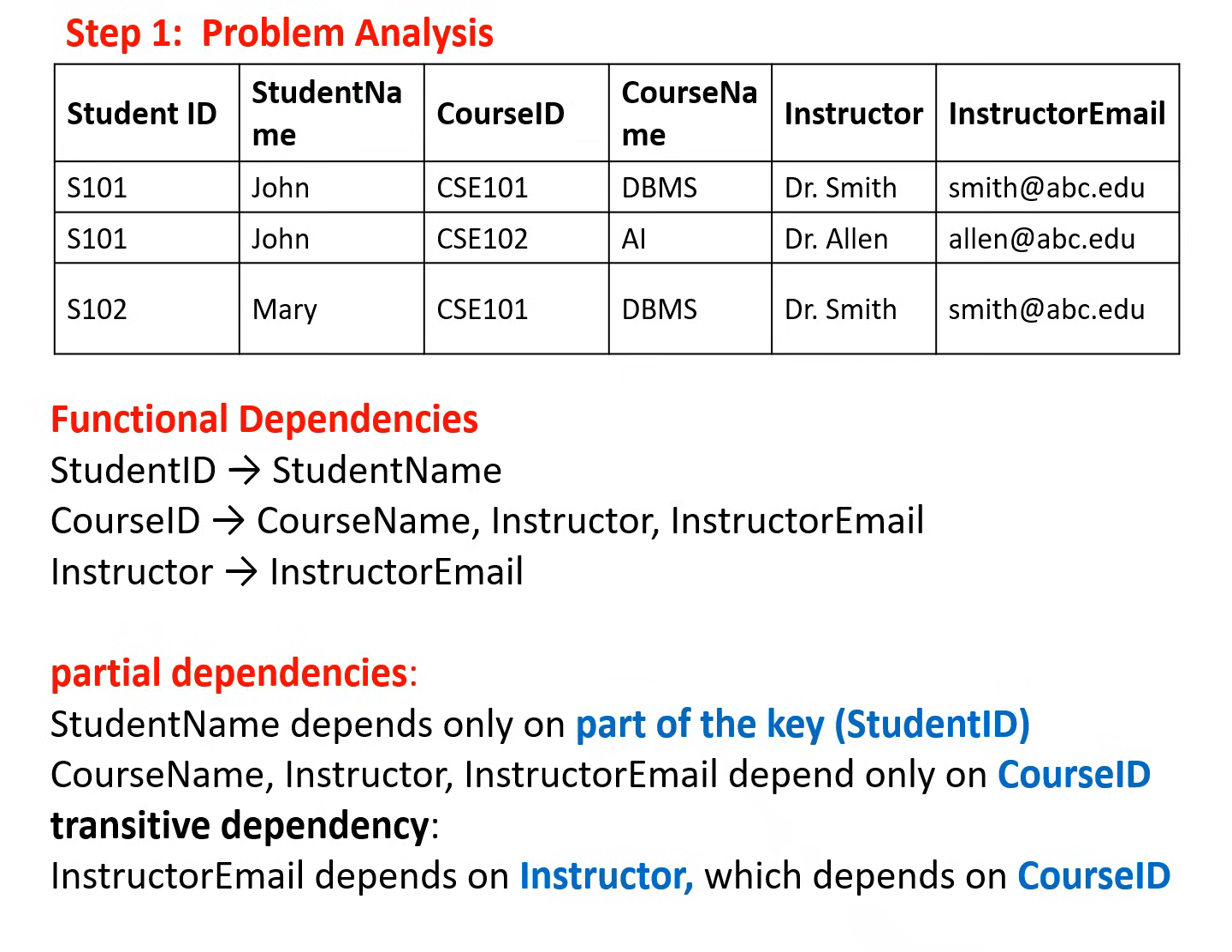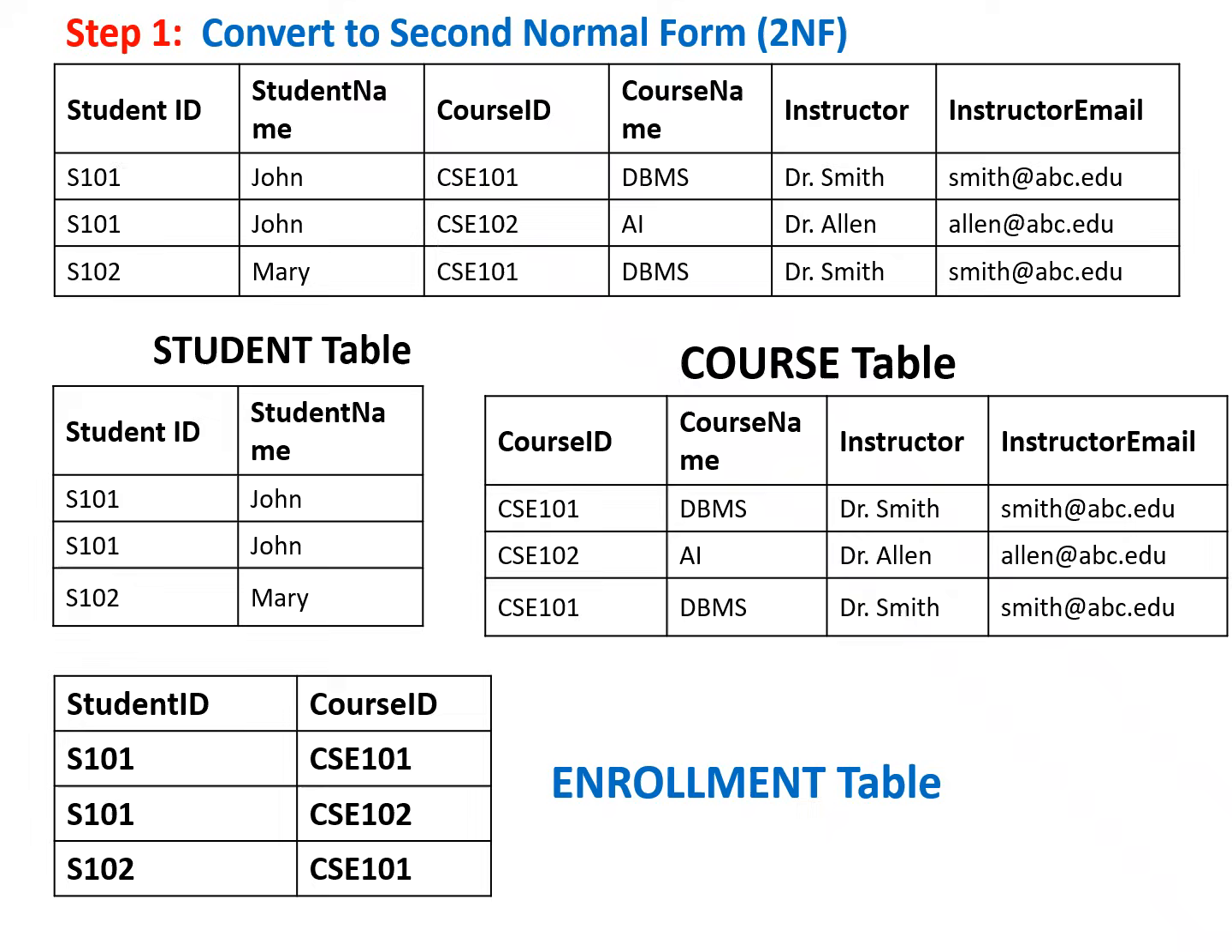So what is the partial dependency behind this? The student name depends only on part of the key, which means student ID. Same for course name and instructor email, which depend only on the course ID. What is the transitive dependency behind this? The instructor email depends on the instructor, which depends on course ID. So we have to convert to second normal form, right? The same table will be split into other tables: a student table, a course table, and then student ID and course ID, which is called the enrollment table.